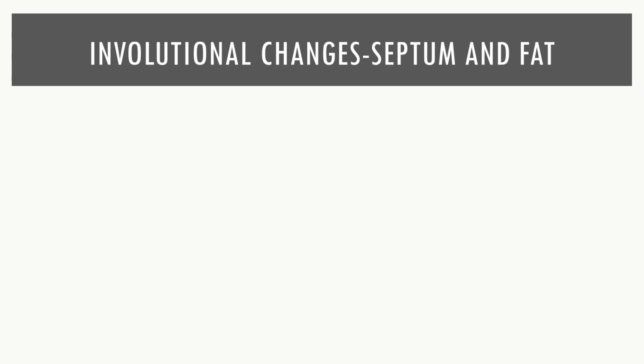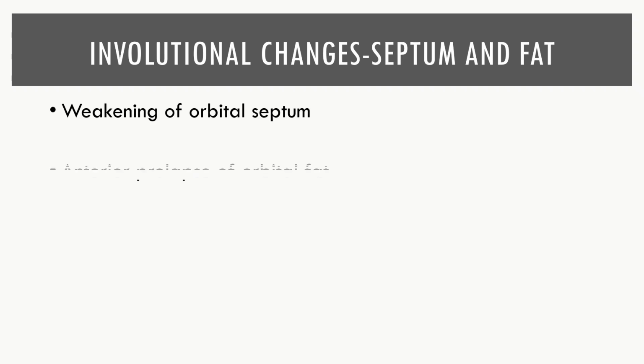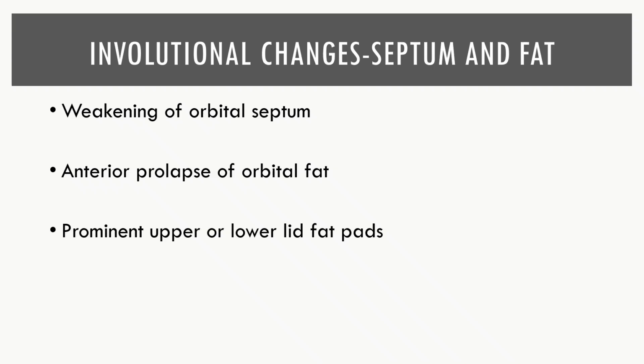Involutional changes in septum and fat. Weakening of orbital septum, anterior prolapse of orbital fat, and prominent upper or lower lid fat pads. Fat prolapse produces the classical baggy eyelids seen in elderly patients.